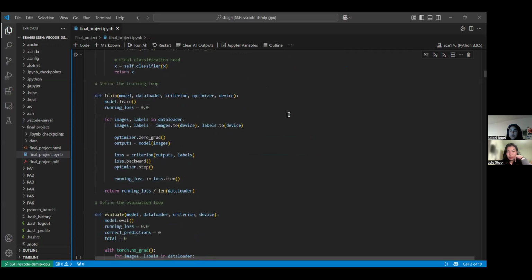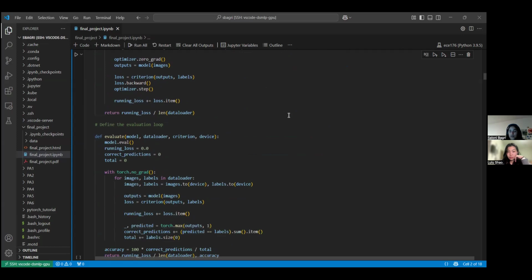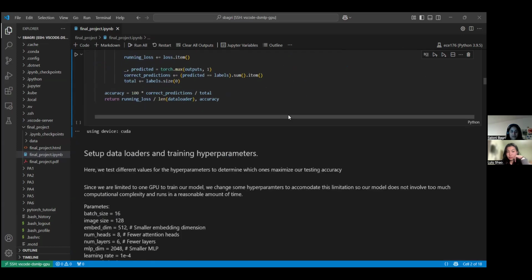In the training loop, the model is set to training mode and the forward pass and loss are computed before backpropagation is performed to update the model's weights via the optimizer. The evaluation loop computes the loss and accuracy of the model on the test set.